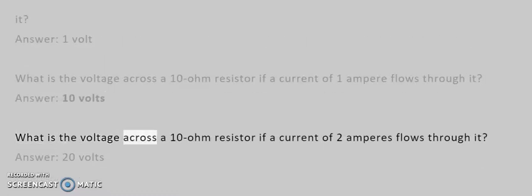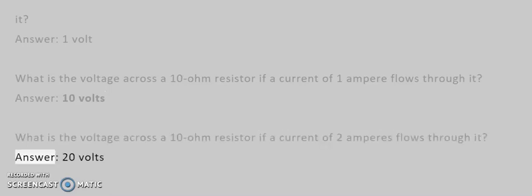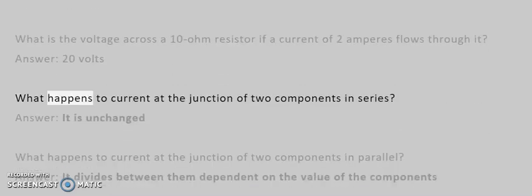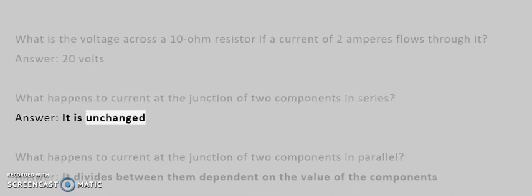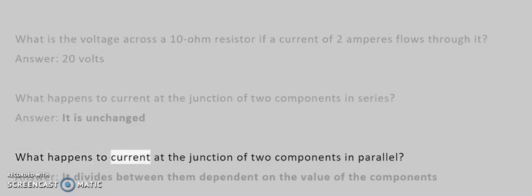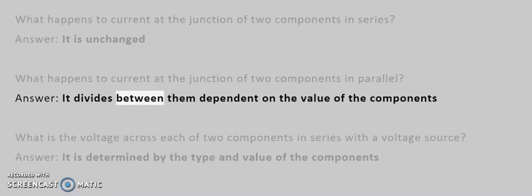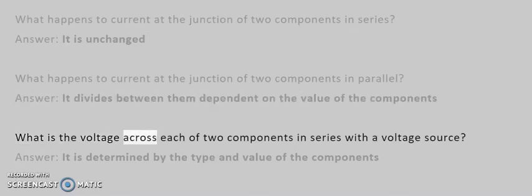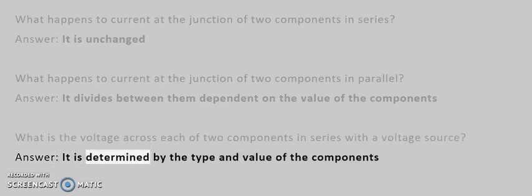What is the voltage across a 10 ohm resistor if a current of 1 ampere flows through it? Answer, 10 volts. What is the voltage across a 10 ohm resistor if a current of 2 amperes flows through it? Answer, 20 volts. What happens to current at the junction of two components in series? Answer, it is unchanged. What happens to current at the junction of two components in parallel? Answer, it divides between them dependent on the value of the components.